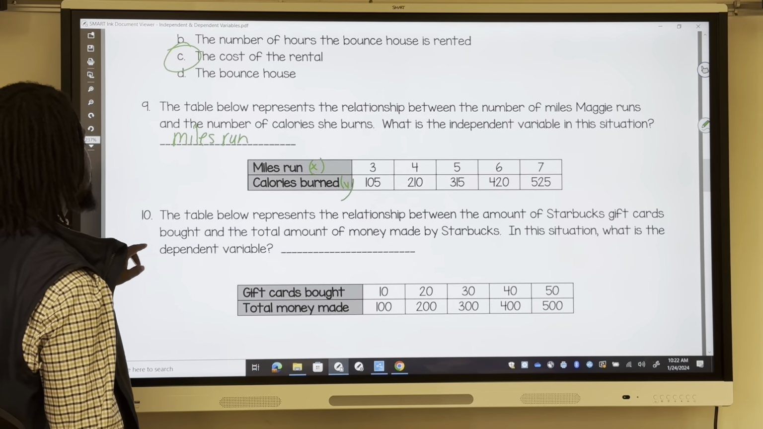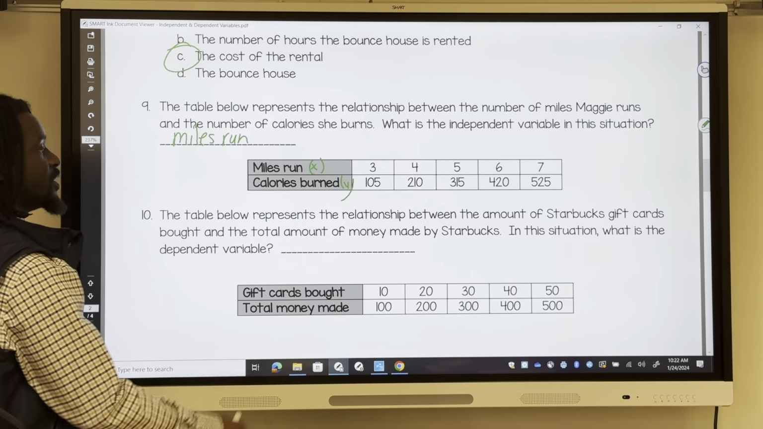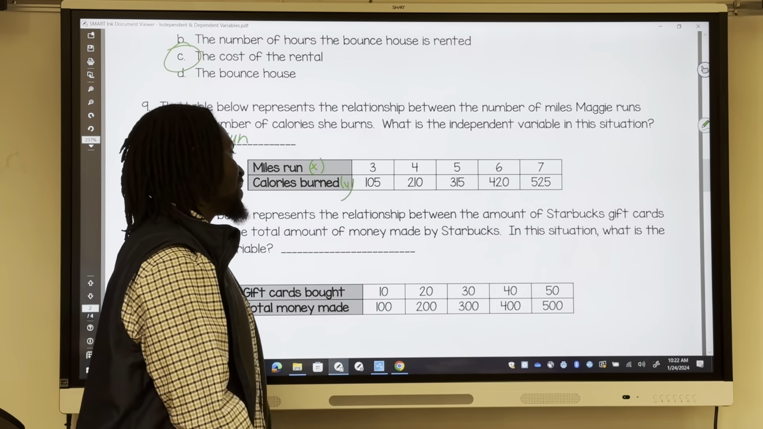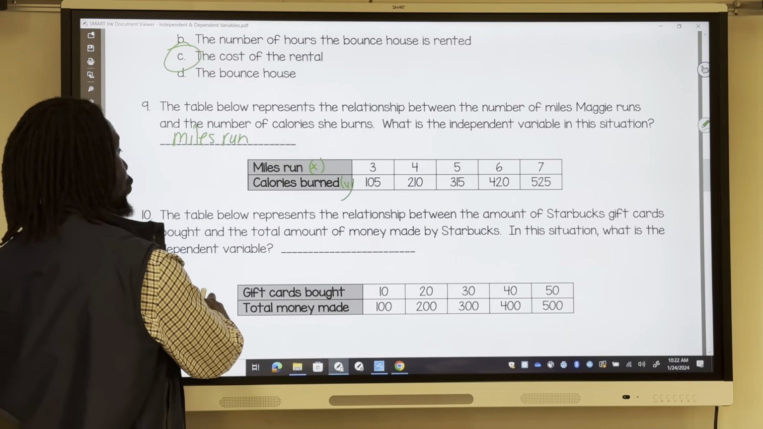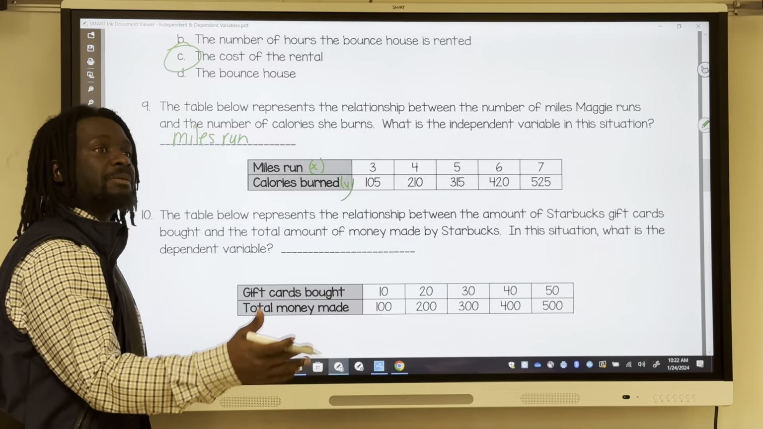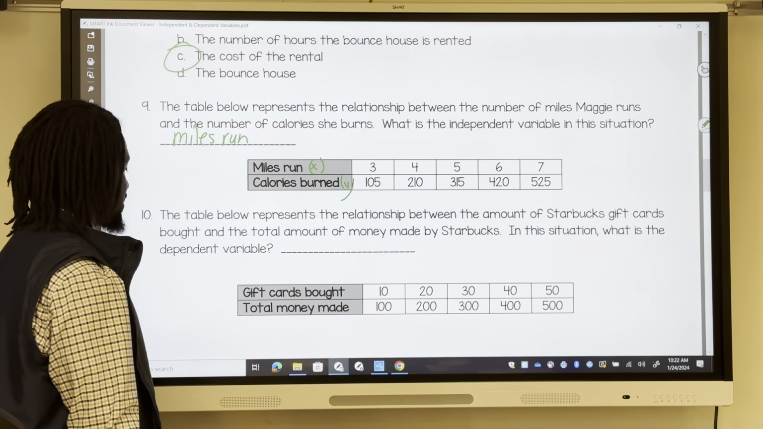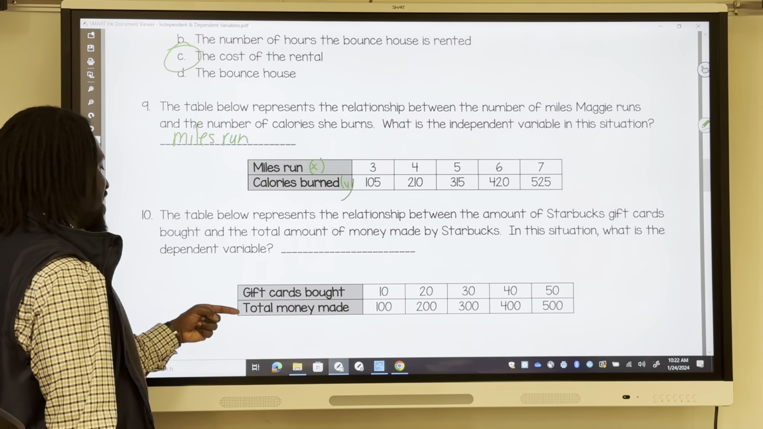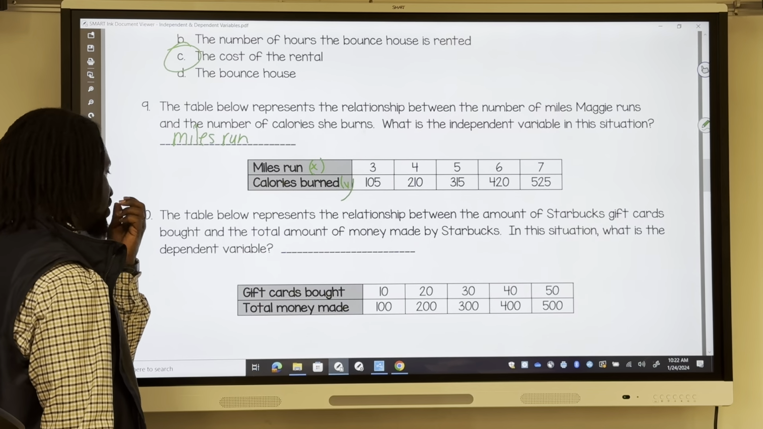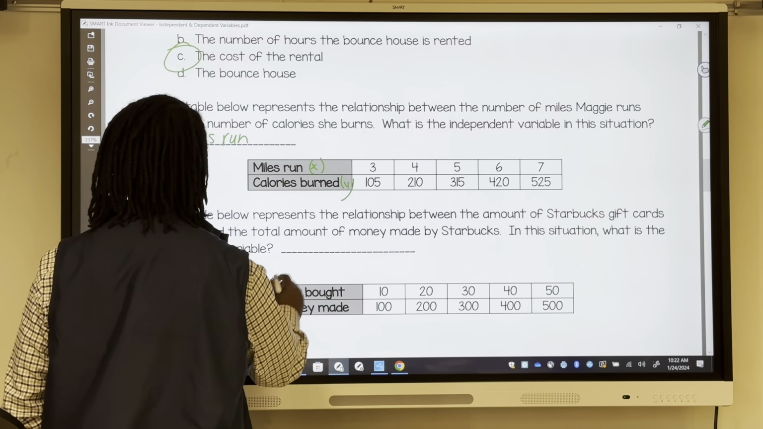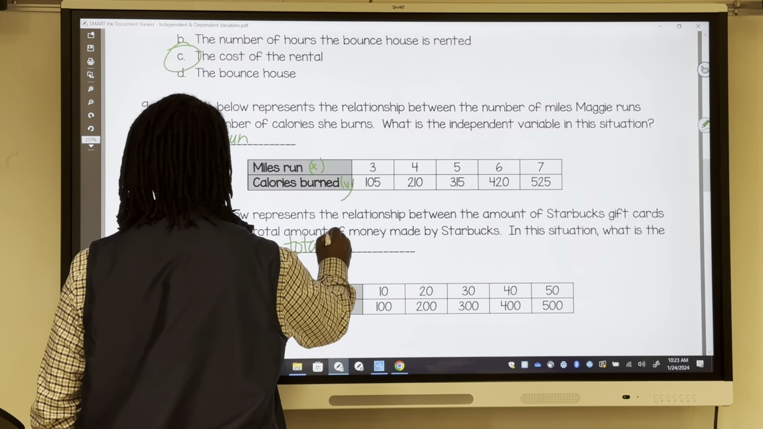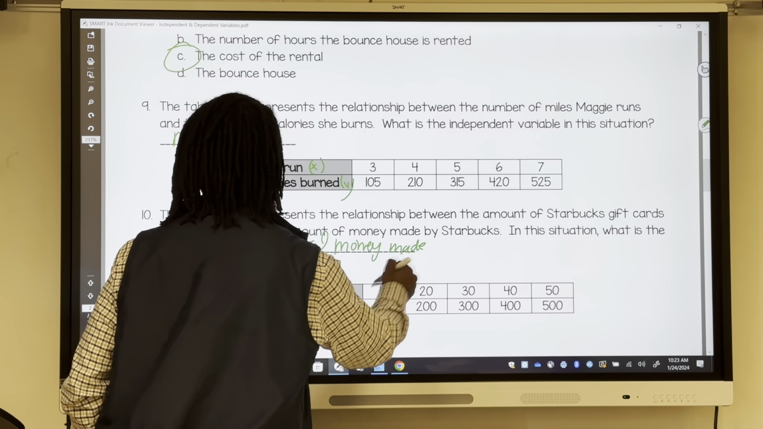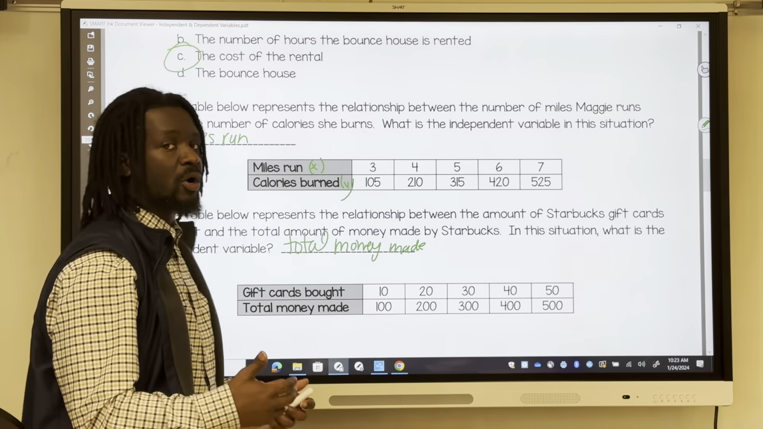And then lastly, this table shows the relationship between the amount of Starbucks gift cards bought and the total amount of money made by Starbucks. Okay, what is the dependent variable? Which one depends on the other? Does the gift cards bought depend on the money made, or does the money made depend on how many gift cards were bought? And the answer is the total money made. Okay, again, that depends on how many gift cards were bought.